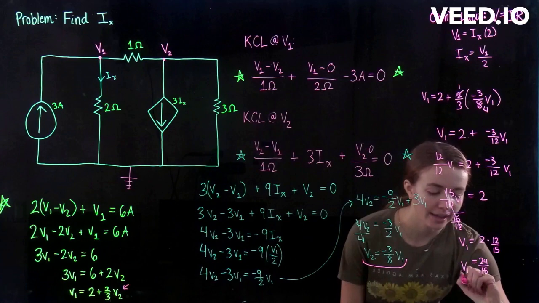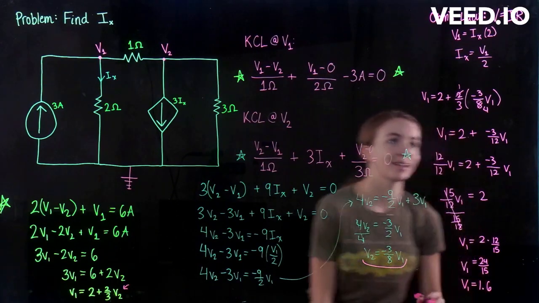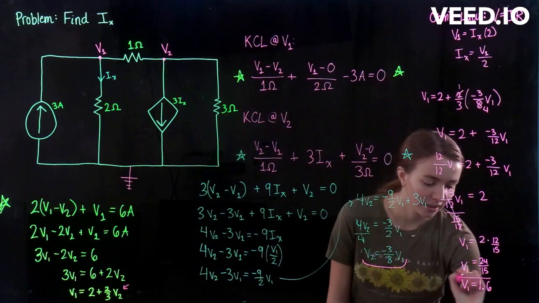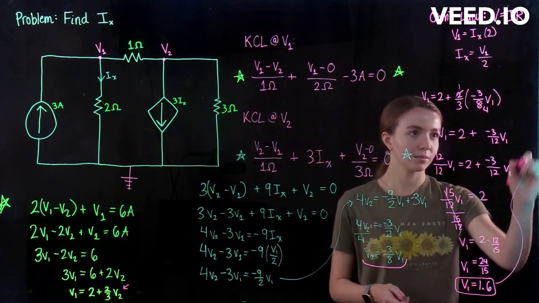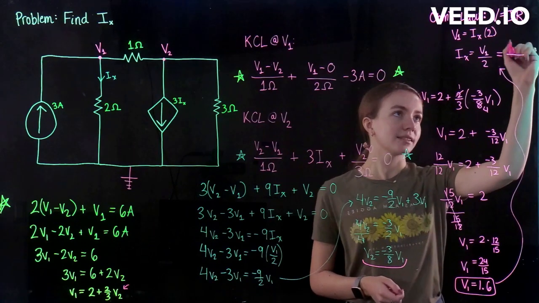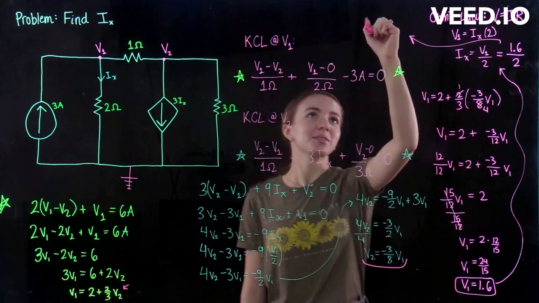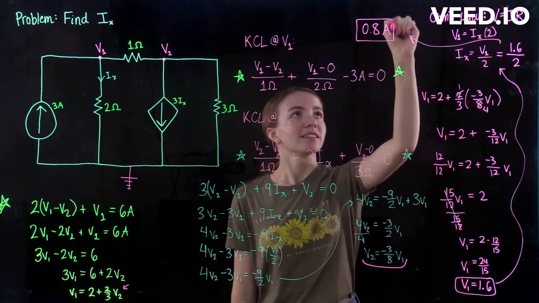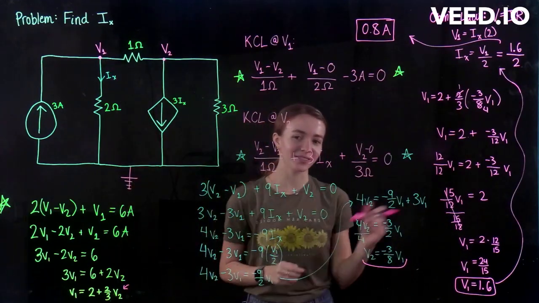Okay, so that will result in a decimal value of 1.6. That'll just make it easier whenever you plug it back in up there. So now we have V1 is equal to that. Just going to bring this all the way up here. And now we have Ix is equal to 1.6 over 2, which is equal to 0.8 amps. And that is our answer for Ix, which was what we were initially trying to find in the problem.